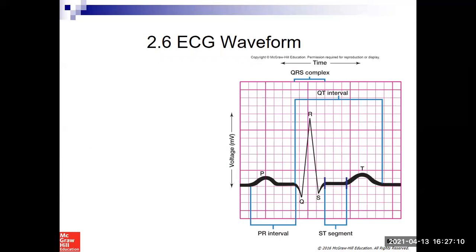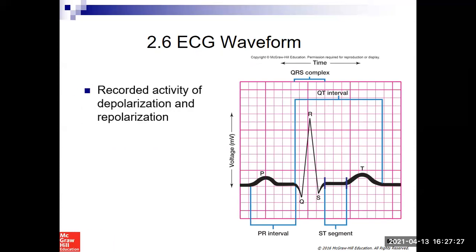ECG waveforms. This is familiar to something you've already seen on the first day. We have the PR intervals, ST segments, QT interval, QRS complex, as well as our PQRST waveforms. This is a recorded activity of depolarization and repolarization. That is what you see, repolarization and depolarization.